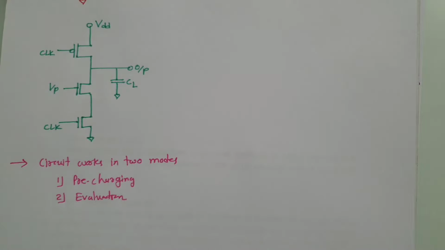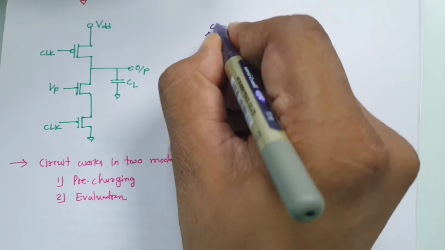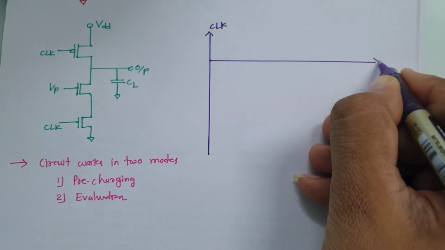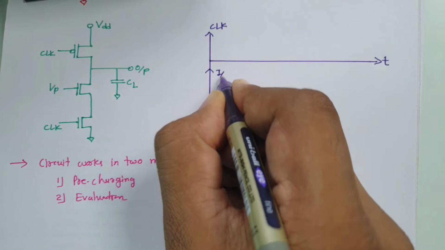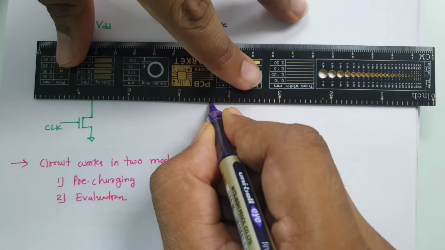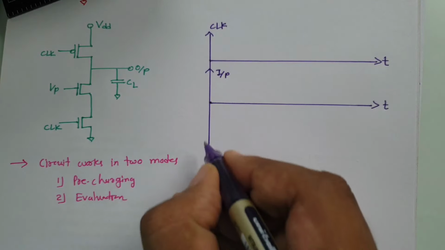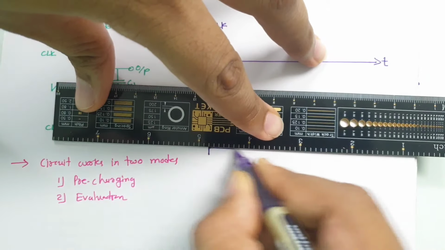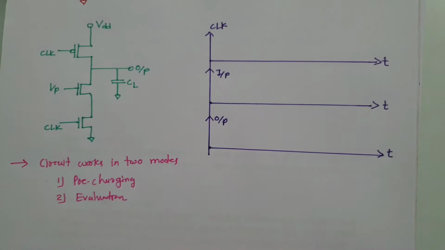For that we will see the timing diagram. In the timing diagram, we will have the clock signal that we observe with respect to time. After that, I'll show you the timing diagram of the input, which we will also evaluate with respect to time. And then we will observe our output with respect to time, and I'll explain how these two modes are associated.